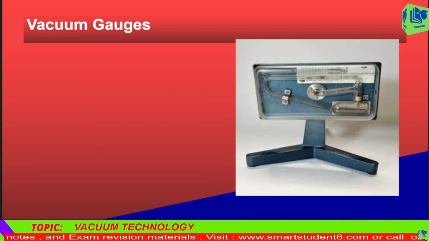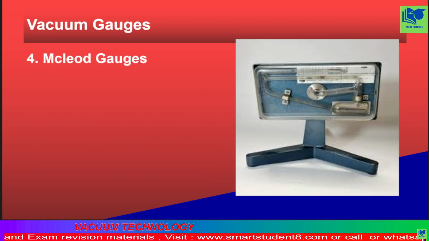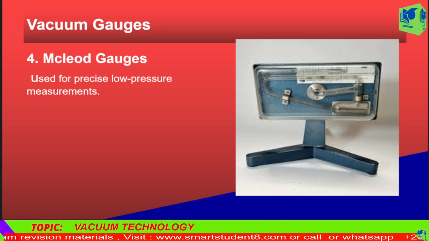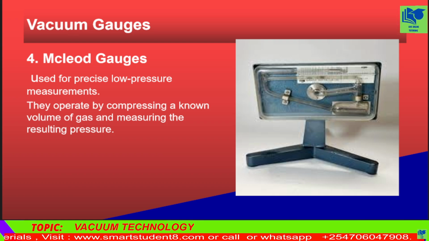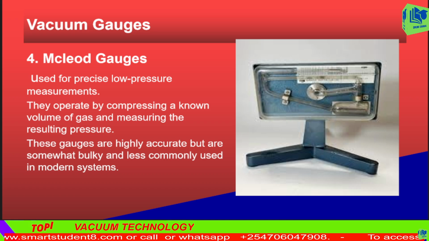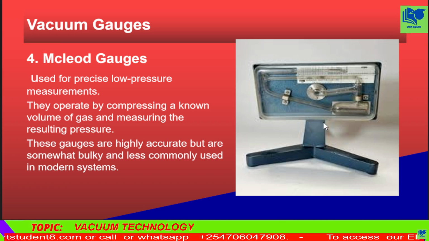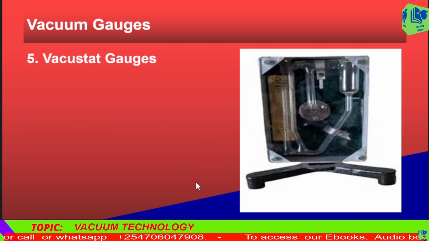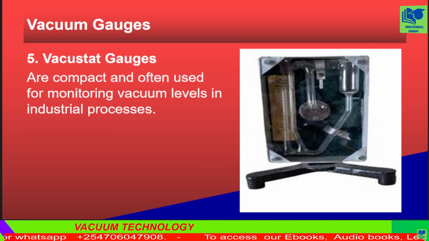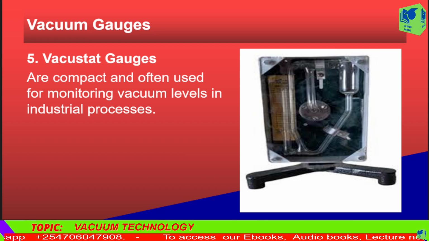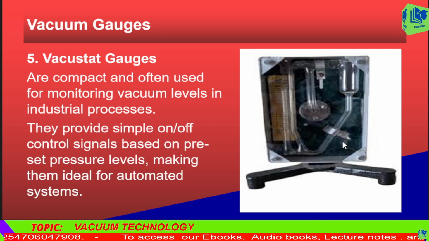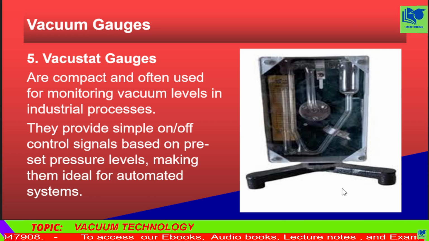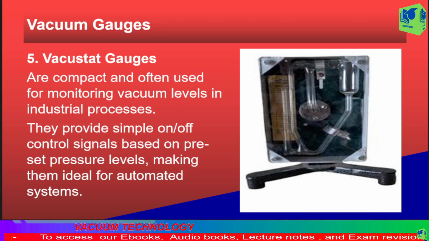3. McLeod gauges. McLeod gauges are another type of vacuum gauge used for precise low-pressure measurements. They operate by compressing a known volume of gas and measuring the resulting pressure. These gauges are highly accurate but are somewhat bulky and less commonly used in modern systems. 4. Vacustat gauges. Vacustat gauges are compact and often used for monitoring vacuum levels in industrial processes. They provide simple on-off control signals based on preset pressure levels, making them ideal for automated systems.